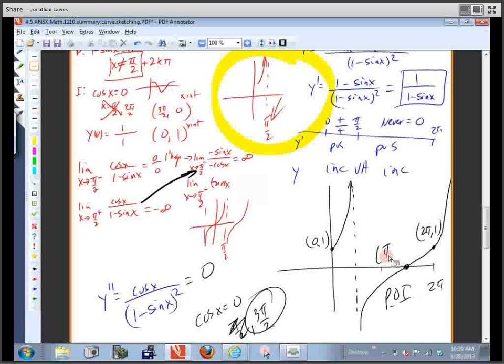3 pi halves, comma, 0. It was an x-intercept. Okay. Any questions? Okay, let's look at the last one.